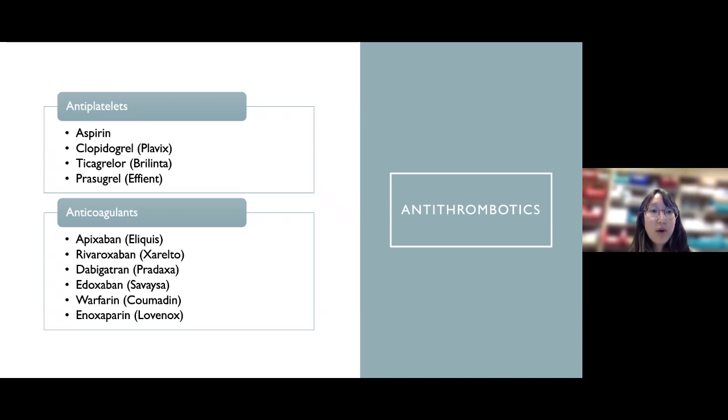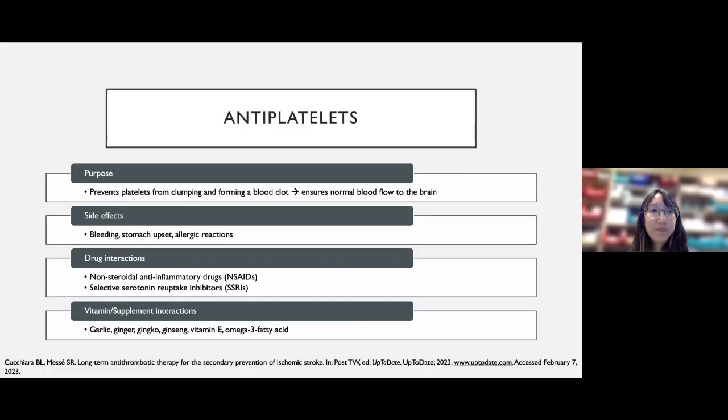And for our anticoagulants, we have apixaban, rivaroxaban, dabigatran, edoxaban, warfarin, and enoxaparin. I'd also just like to point out that I'm not listing all of the different antiplatelets and anticoagulants on the slide. So it's possible that you may be taking one that I haven't listed, which is perfectly fine as well. I've just listed some of the more commonly used antithrombotics.